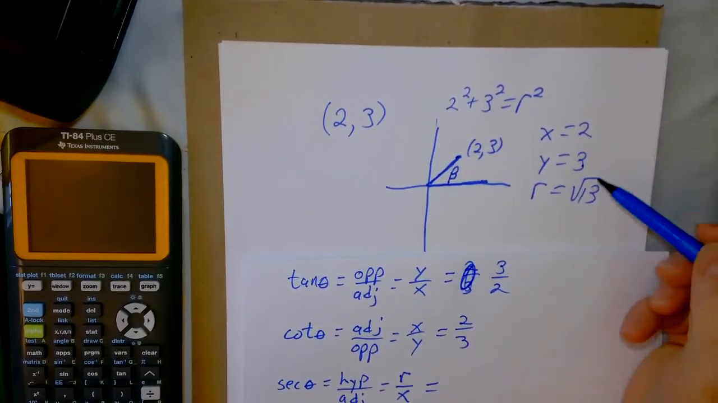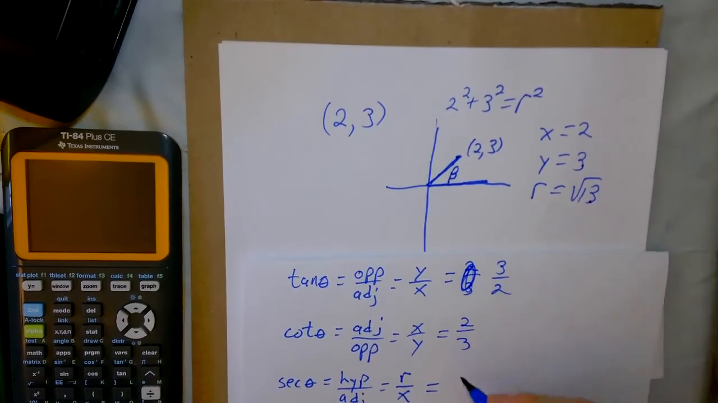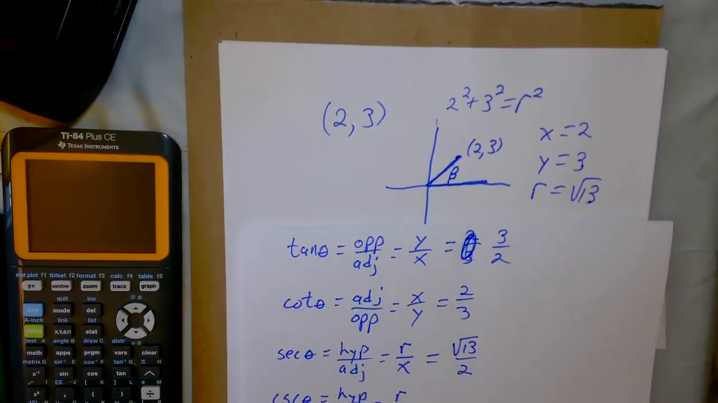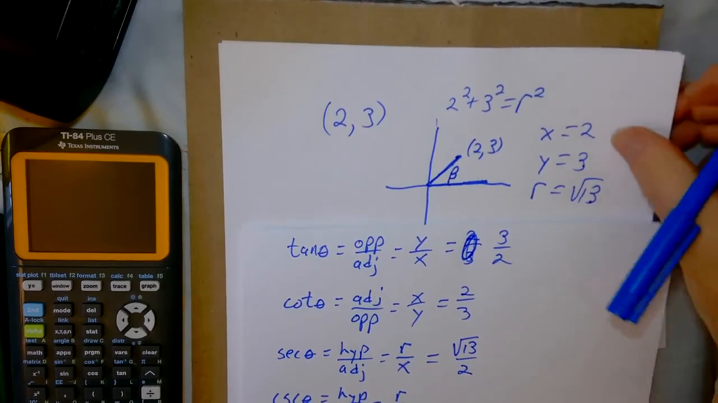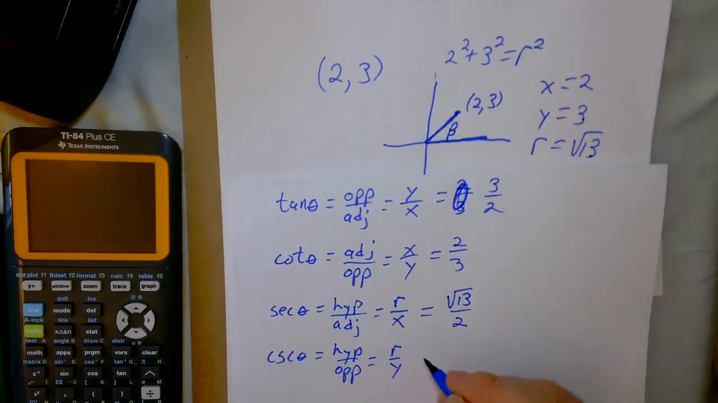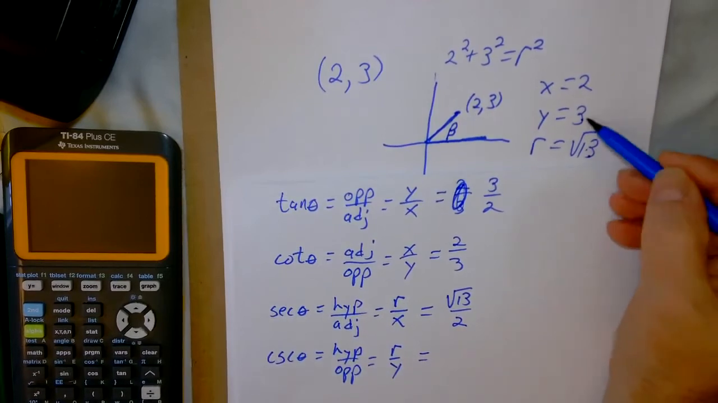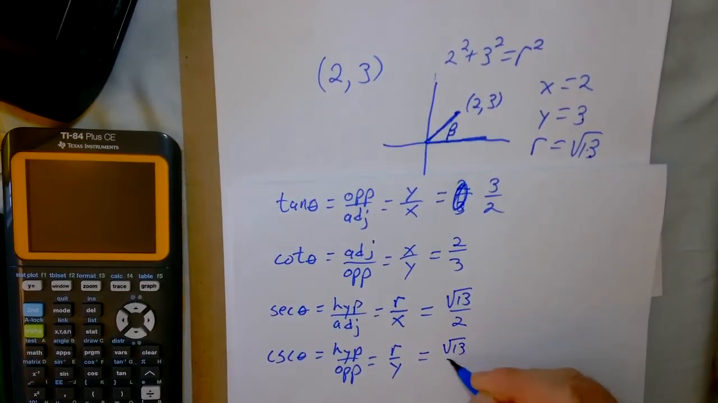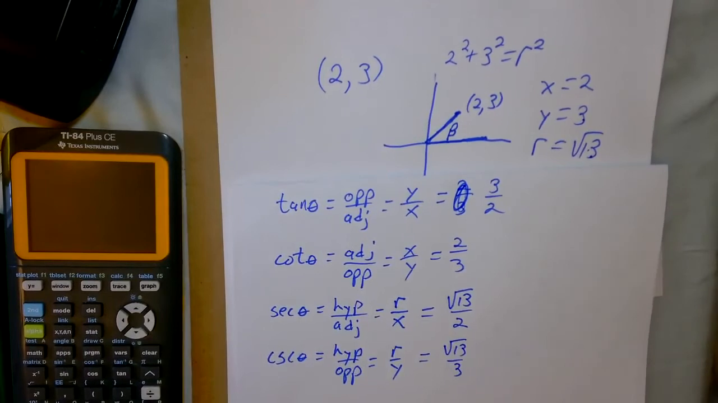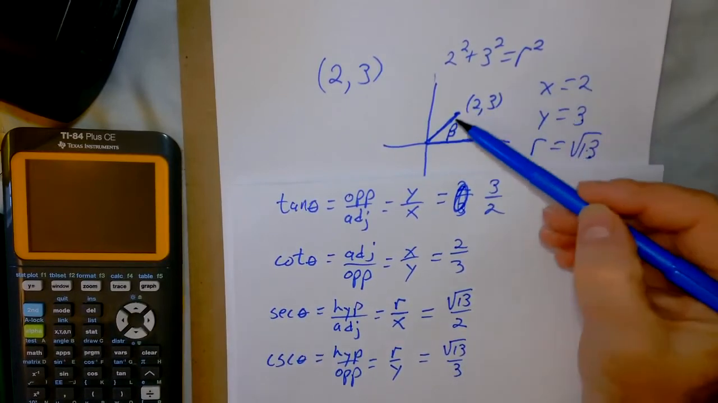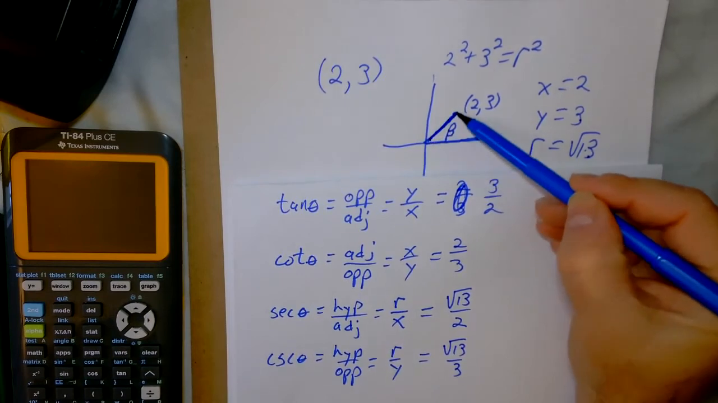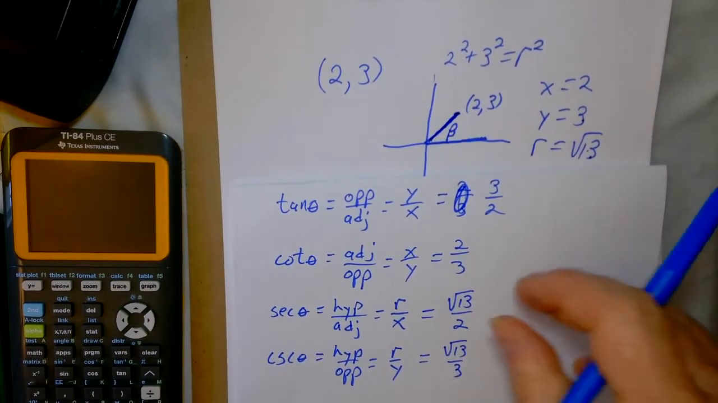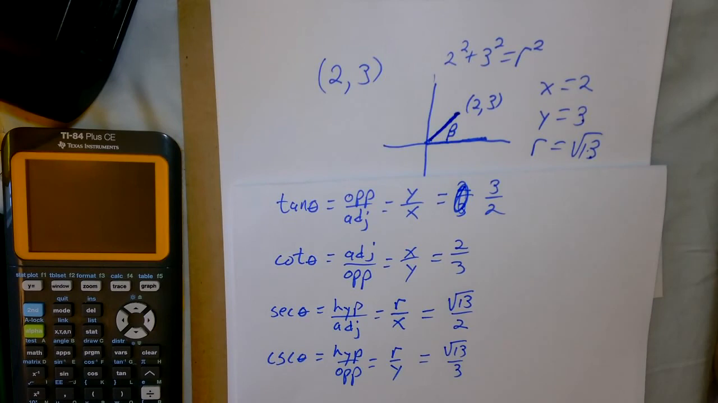r over x, I'm getting root 13 over 2. Now my root's in the numerator. That's okay. I can just leave it there. That's all good. And then for cosecant, r over y, square root of 13 over 3. Again, that's fine. It's simplified. I don't have a root in the denominator. So if we're getting an r that's irrational here, no big deal. We just have to do a little work to simplify some of those to get that root out of the denominator.